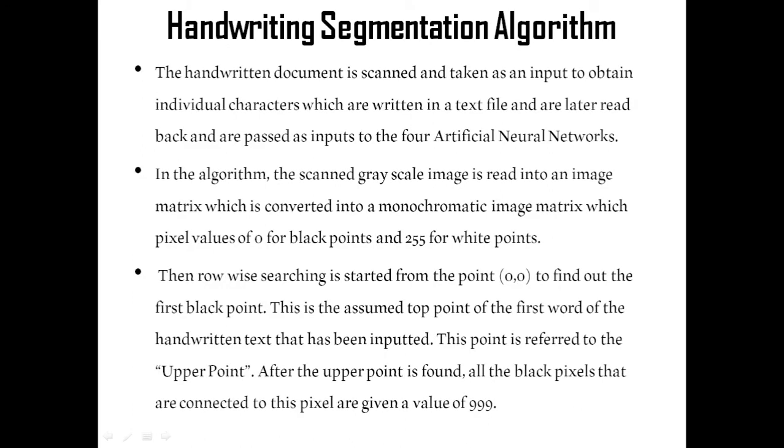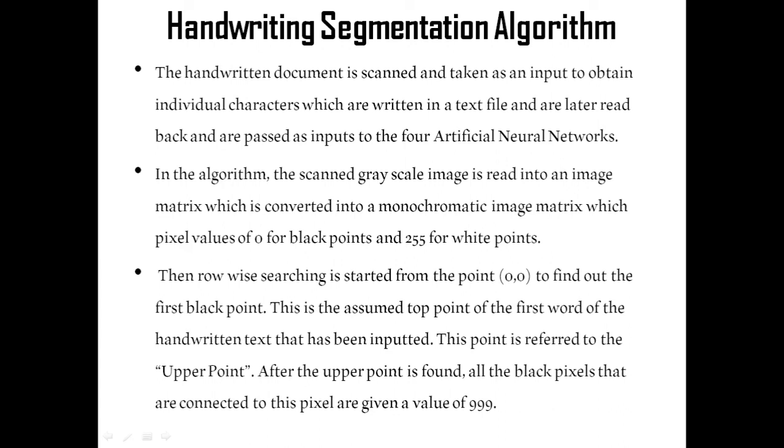Handwriting segmentation algorithm. The handwritten document is scanned and taken as an input to obtain individual characters, which are written in a text file and are later read back and passed as inputs to the 4 artificial neural networks. In the algorithm, the scanned grayscale image is read into an image matrix, which is converted into a monochromatic image matrix with pixel values of 0 for black points and 255 for white points.